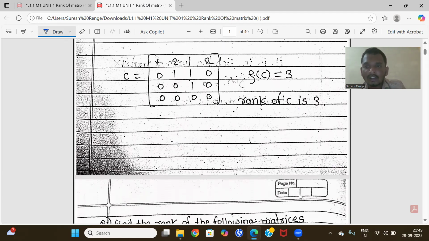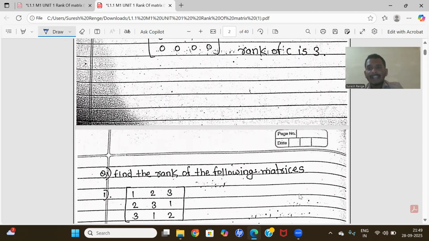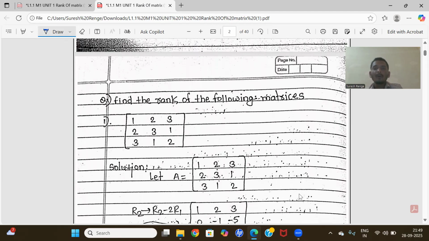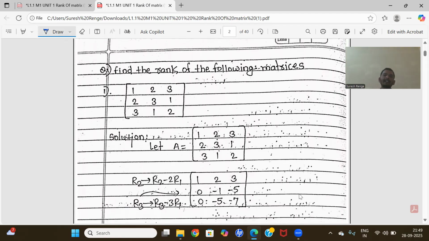Okay. Today we want to discuss one question: find the rank of a matrix by using echelon form. This is question number 1. The matrix is given. We want to find the rank of the matrix. If you want to write the solution, write down the solution.